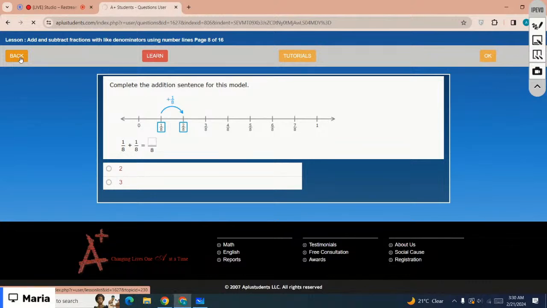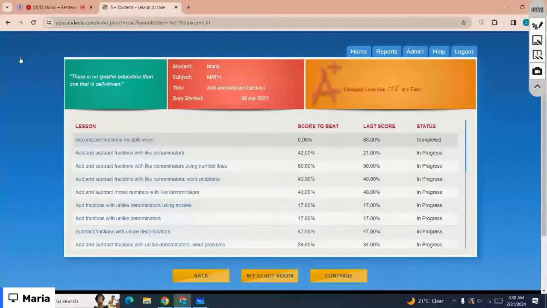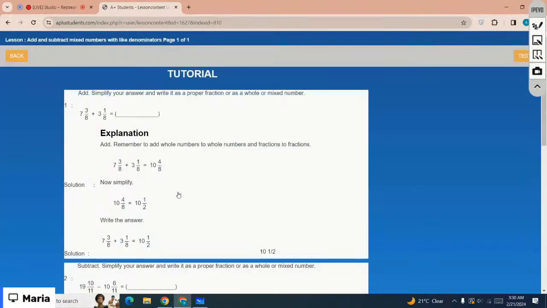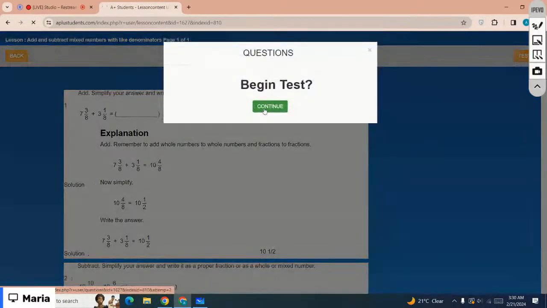Okay, the next one is add and subtract fractions with like denominators. The problems you have to do on your own, right? Let's just move on to the next one, that is add and subtract mixed numbers with like denominators. So we're going to learn how we add mixed numbers, right? Let's start with test questions and see how we add.